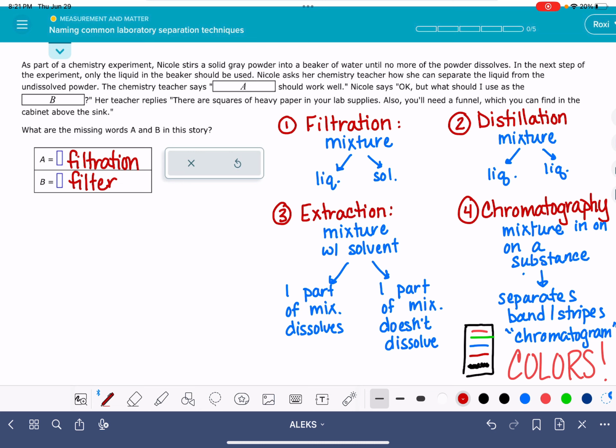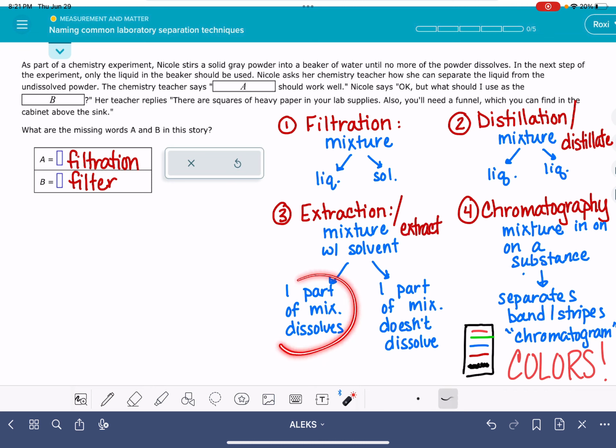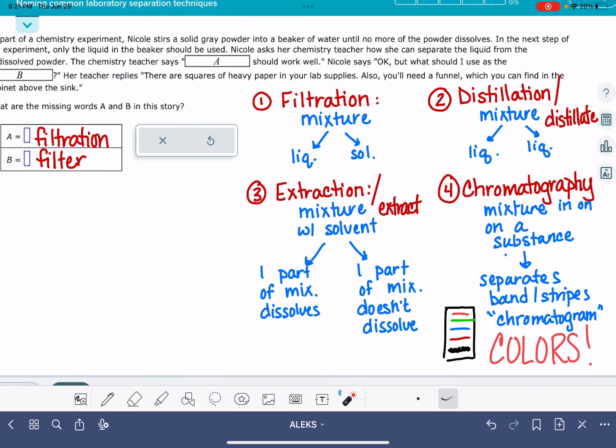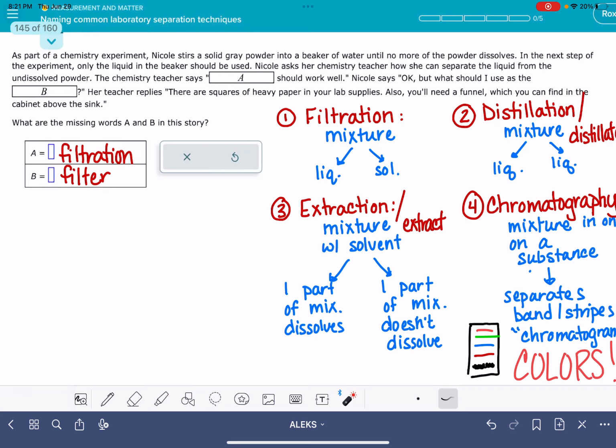In the distillation problems on ALEKS, the words that they're looking for are distillation and distillate, which is the mixture, the liquids that you get out of the distillation product. In the extraction problems, the other word that ALEKS is looking for is extract, which also is the name of the substances that you get out of the extraction process. And in the chromatography problems, the other word that ALEKS is looking for in this is chromatogram, which is the name of the colorful separation of the bands in the chromatography process.